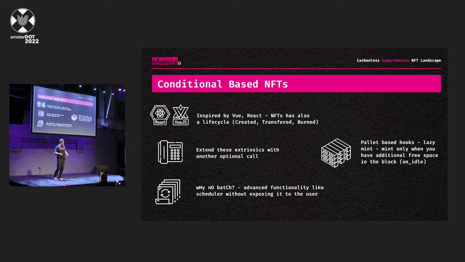But now you may ask, why not batch? We have it in Substrate. You basically don't want to allow specific and advanced functionality, such as the scheduler, for users to use in another harmful way. For example, you have the scheduler, which you can use on Kusama, but using the specific NFT pallet, you can use it. And also, the best thing, we have something called pallet-based hooks, which we can use for lazy minting. We can mint the NFTs only when you have additional free space in the block, which is called on idle.